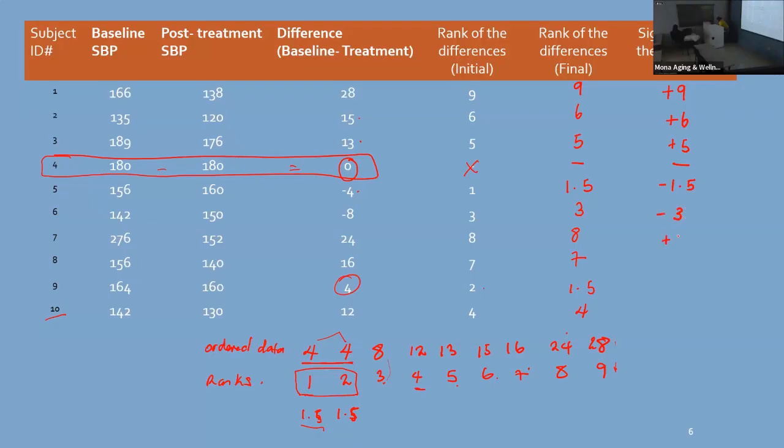24, that was a positive difference. So that's positive 8 for the rank. 16, that's positive. So the rank is positive 7. 4, this 4 is positive. So the rank is positive 1.5. And the final one, a difference of 12. That's positive. So the last rank here is gonna be positive 4.